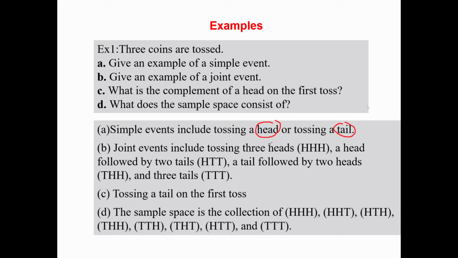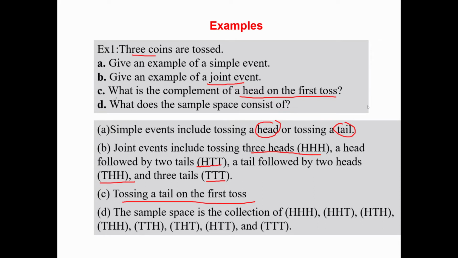Okay, an event can be tossing a head or tossing a tail. Now, give an example of a joint event. When you're tossing 3 coins, joint events can be tossing 3 heads, or 1 head and 2 tails, or 1 tail and 2 heads, or 3 tails. So this is an example of a joint event. Now, what is the complement of a head in the first toss? The complement of a head is tossing a tail on the first toss.